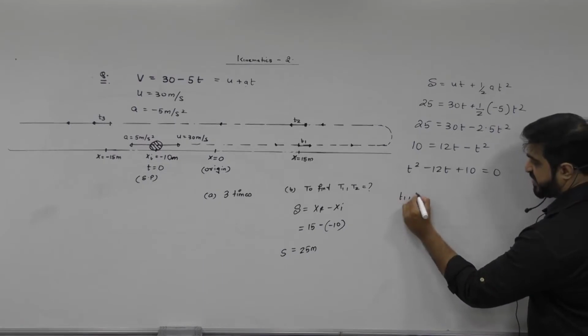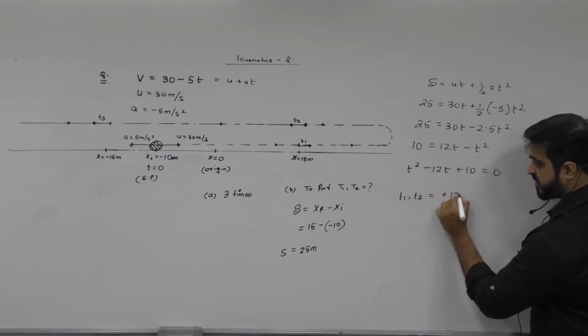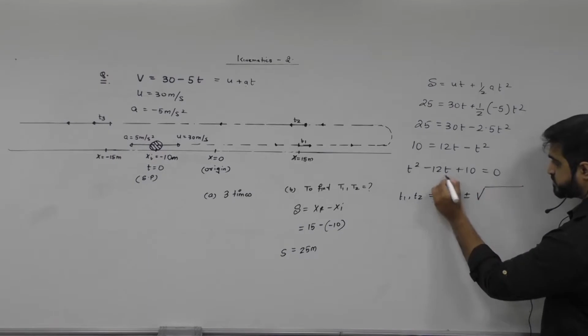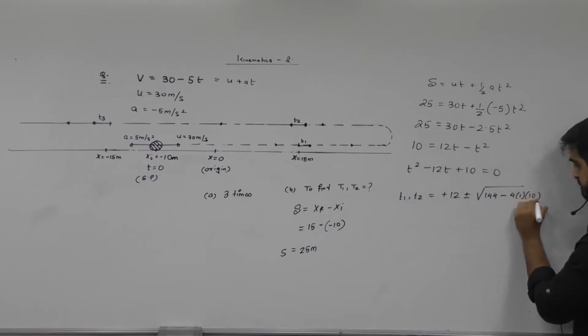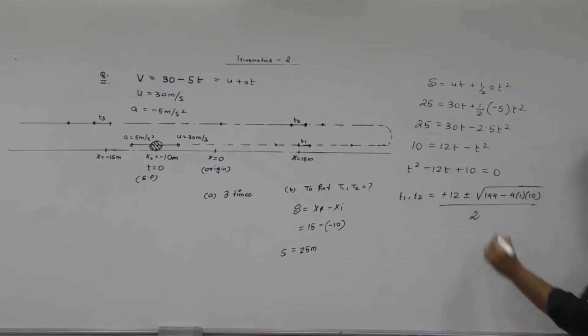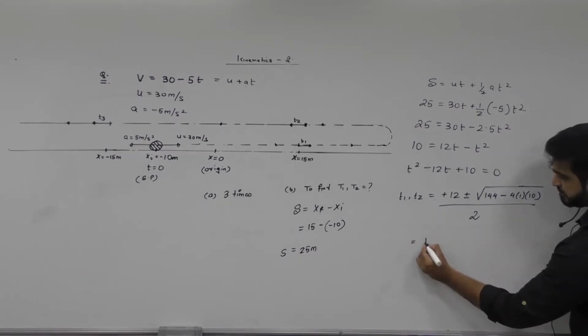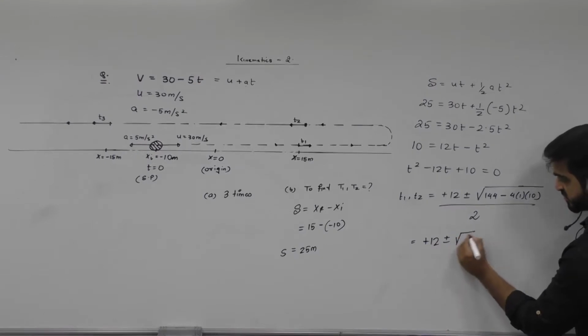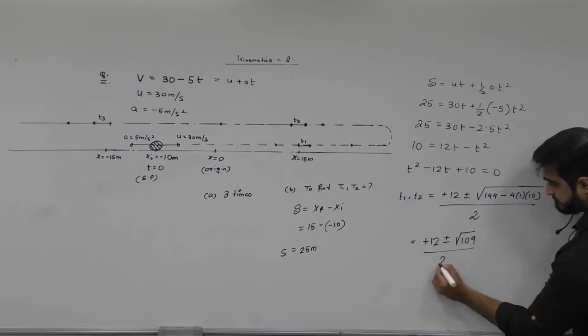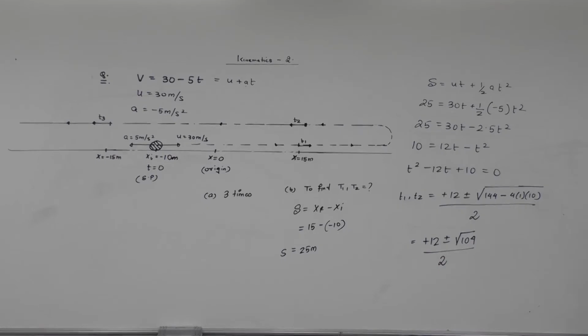So T1 और T2 कहां से मिलेगा? Minus b plus minus square root of b square minus 4ac upon 2a ना. भाई सबको आता है ना ये करने के लिए, ठीक है. So this will become plus 12 plus minus square root of 144 minus 40 is 104. 100 का रूट 10 होता है तो 104 का रूट होगा 10.2 approximately. तो ये क्या हो जाएगा?